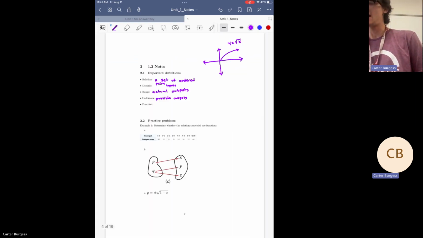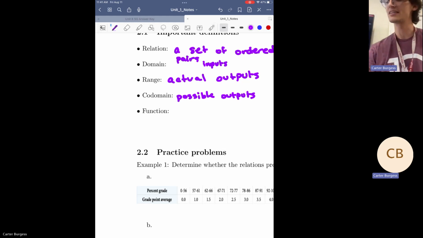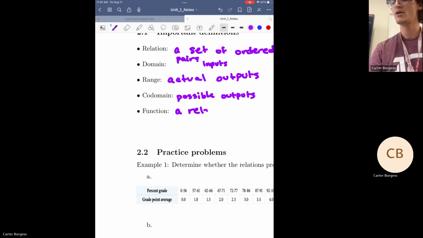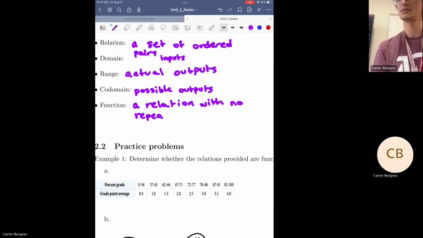And so we want to think of functions, the technical term would in fact be well defined, as a relation where none of the inputs get repeated. Or another way to say that, with no repeating x values. It's okay for now, anyway, to have repeating y values.